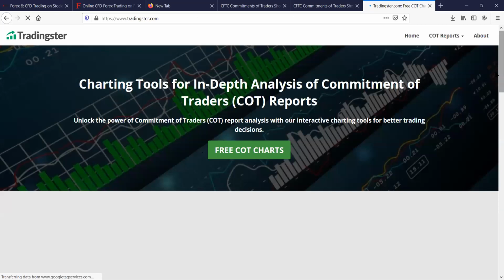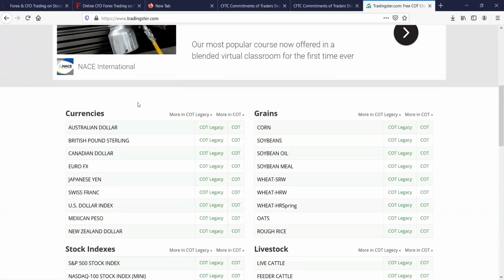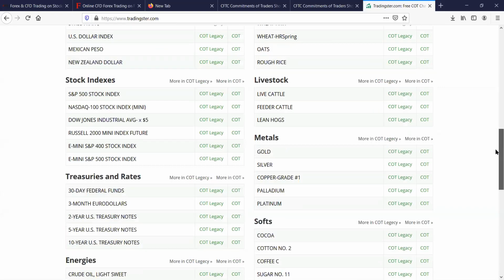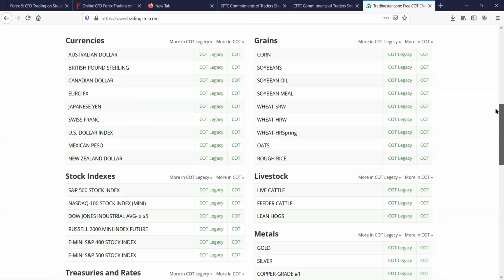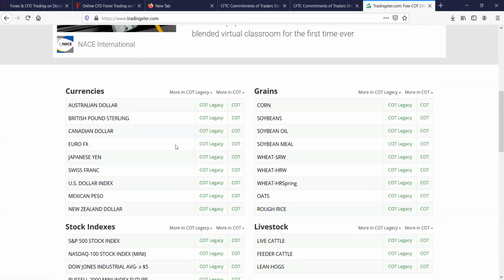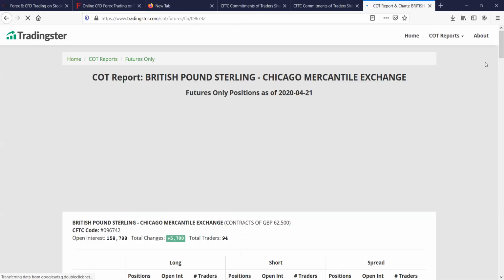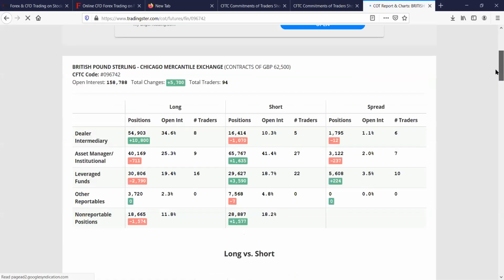It has all the COT reports. So you can find COT reports for anything: currencies, grains, livestock, stocks, indexes, treasuries and rates, energies, and quite a number of things. You just go and click on COT. Then you are able to see all this information, which is given on tradingstar.com. Let's see if anyone has another question.